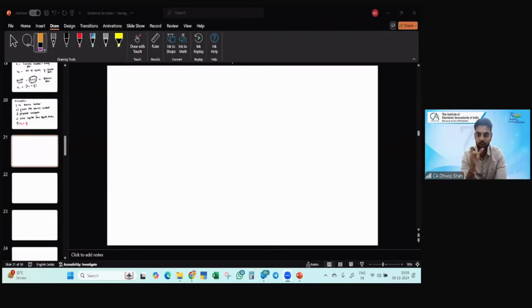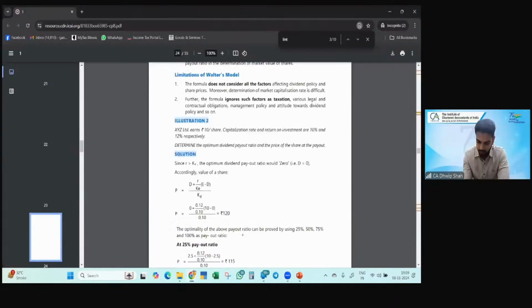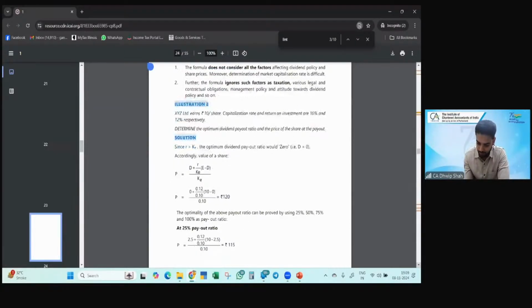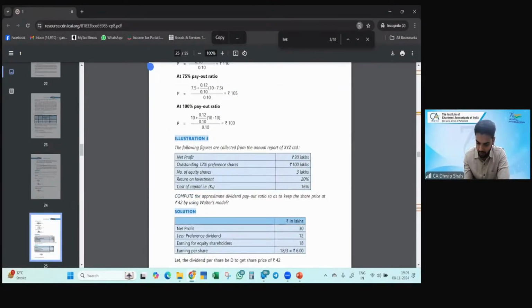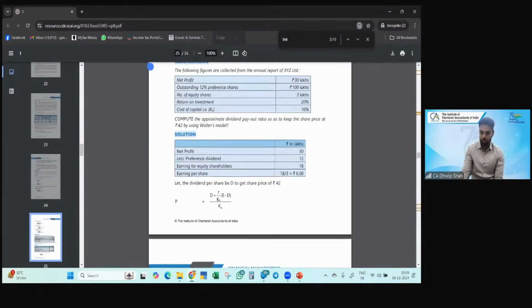Since we have now completed these two models, this relevance side theory, let's solve practical problems on these two models.